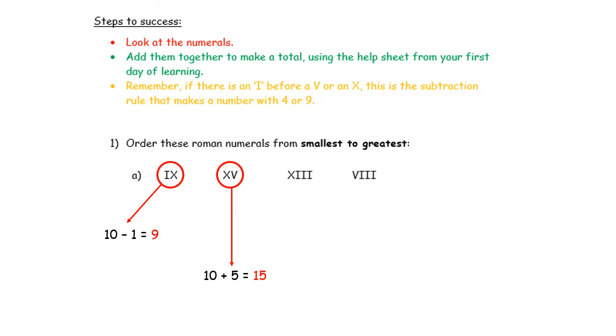So 10 plus 5 is 15. Then I've got XIII. I know that X is 10 and I is 1, so 10 plus 1 plus 1 plus 1 is 13. And then I've got VIII, so that's 5 plus 1 plus 1 plus 1 is 8. So now you've worked out what your numerals mean, you need to order them from smallest to greatest.